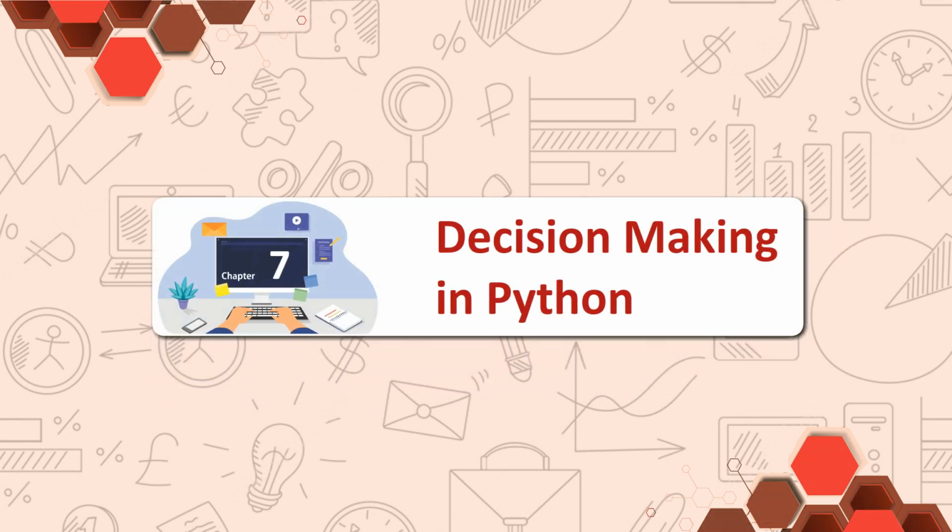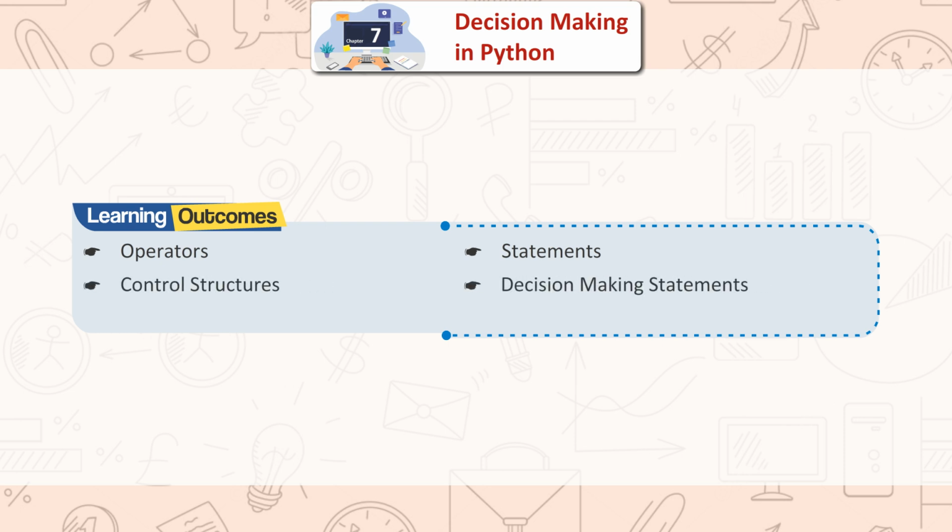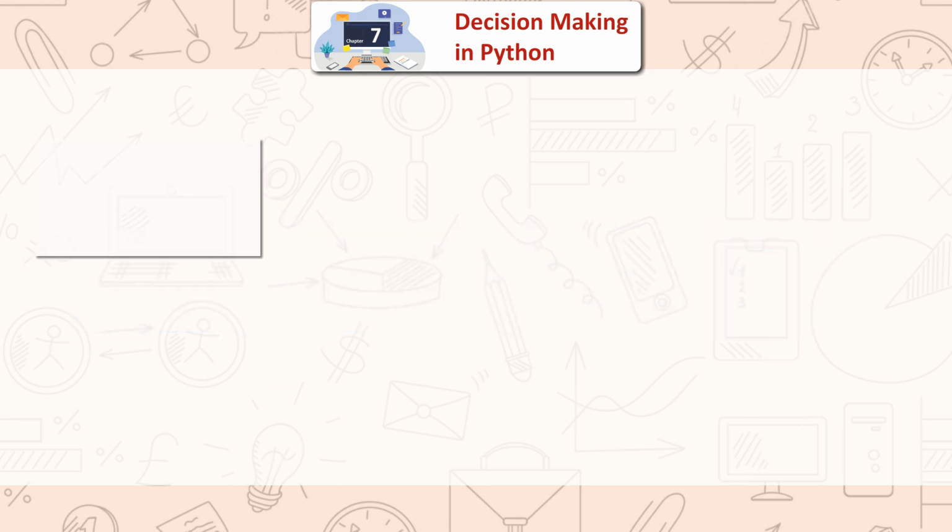Chapter 7. Decision Making in Python. Learning Outcomes. Operators. Statements. Control structures. Decision-making statements. Turtle programming in Python.